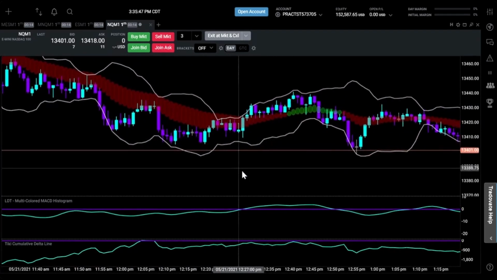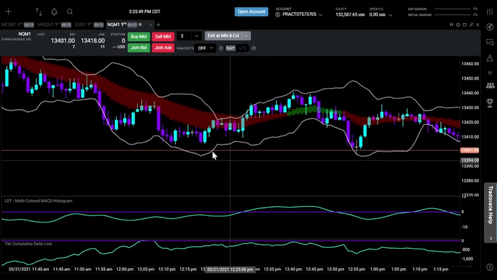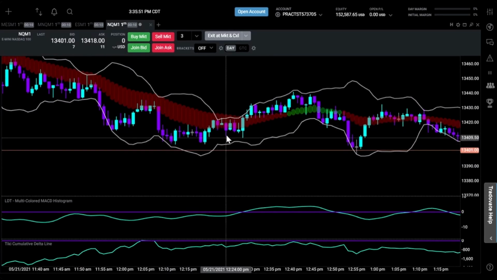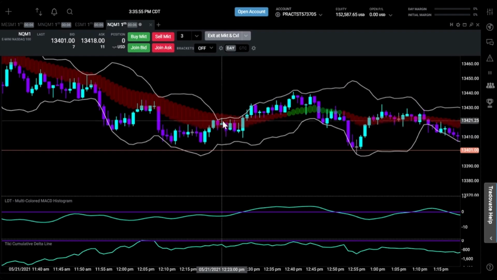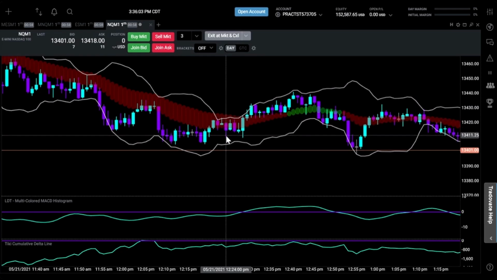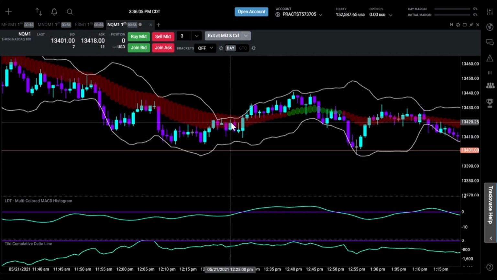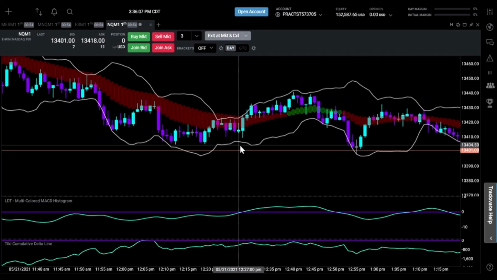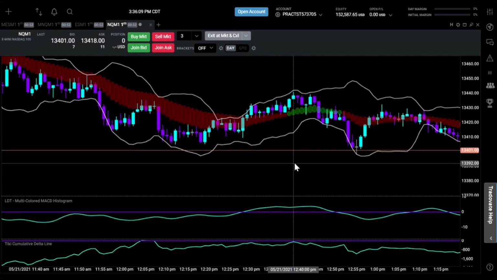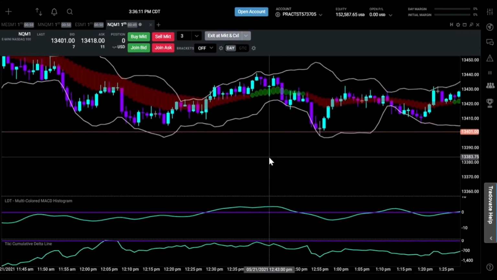Here's where we start running into some chop. You could have got short right here, but you would have got stopped out on this next candle, right? You would have got short here. Your stop would have been there. You'd been in profit, so you'd have moved your break even down here, and you just would have got stopped out on the next candle. That's all. But as you see, they were both not pegged at that point.